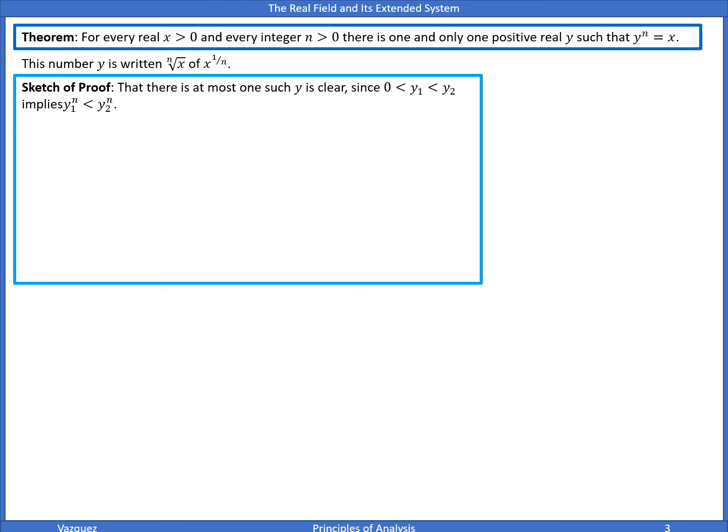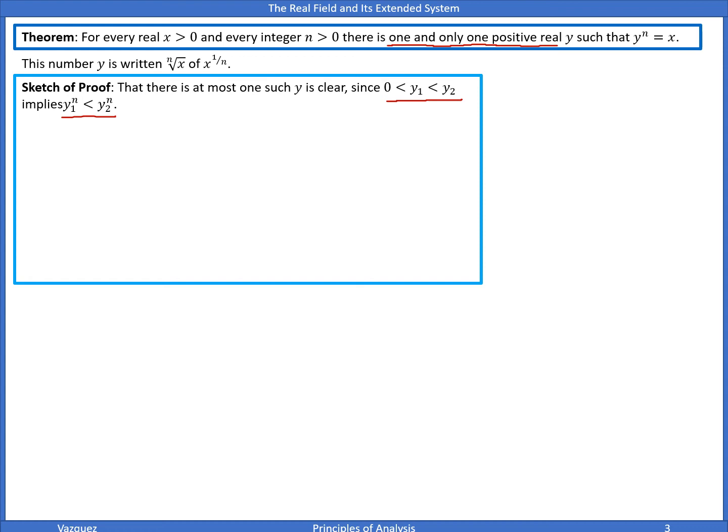So first, there is one and only one positive real. The uniqueness is clear, right? And why is that? Well, if we have y1 and y2, where y2 is greater than y1, then that implies, if n is greater than 0, that y2 to the n is greater than y1 to the n. So it is clear that there's at most one such y.